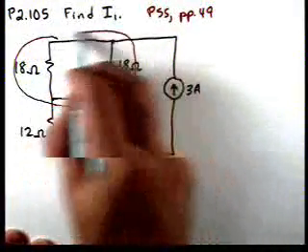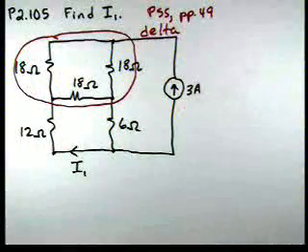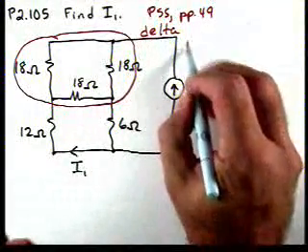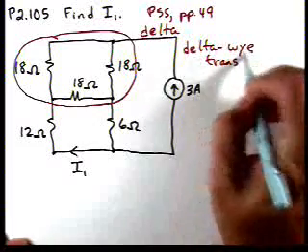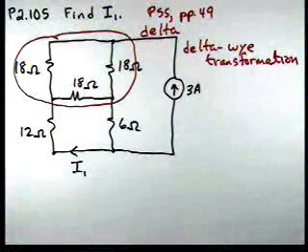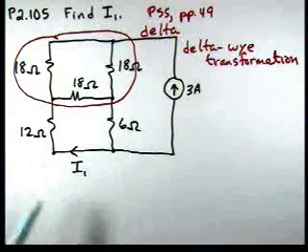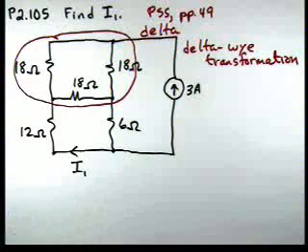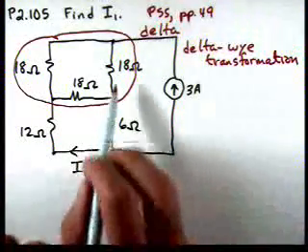But if we look, for instance, these three resistors are connected in a delta configuration, and if we used a delta Y transformation, we could convert that delta connection into a Y connection. Likewise, we could do the same with the bottom, but let's do it for the top three resistors, and in particular, these all have the same value.